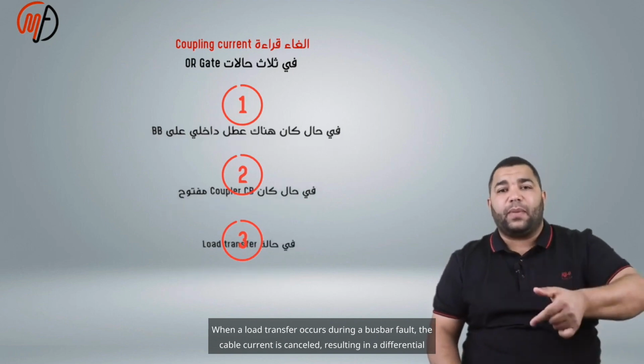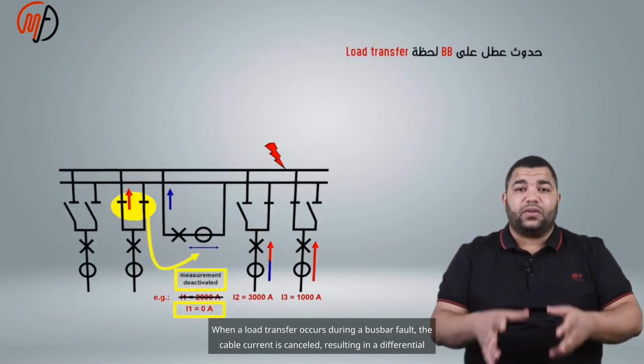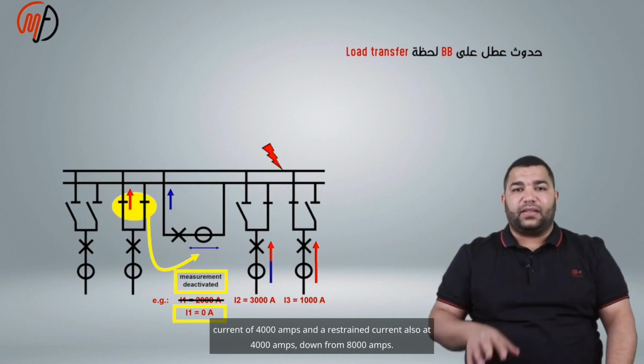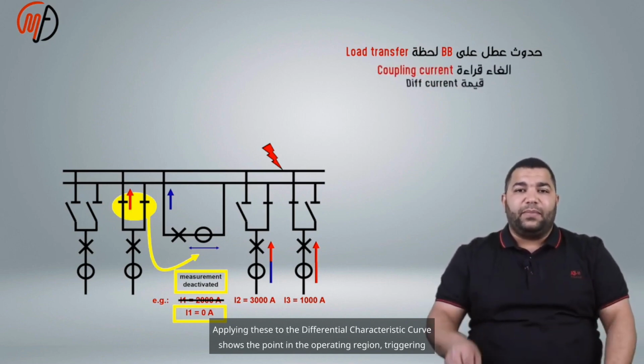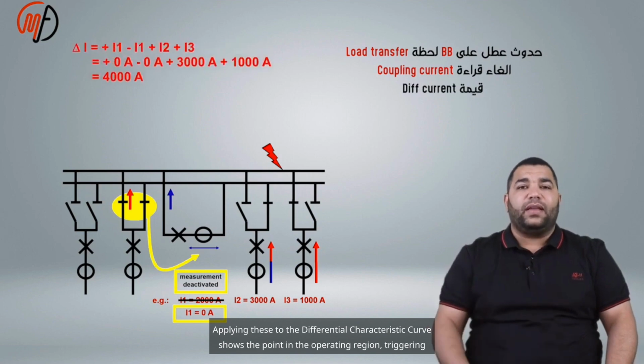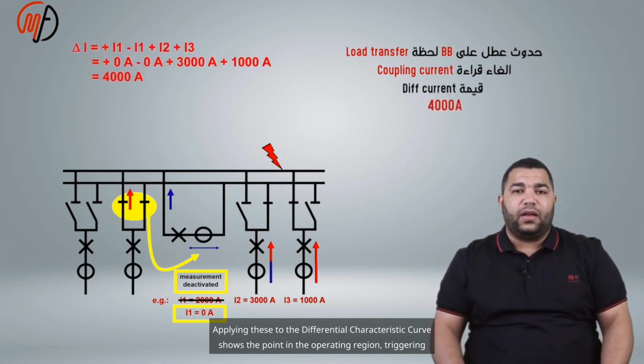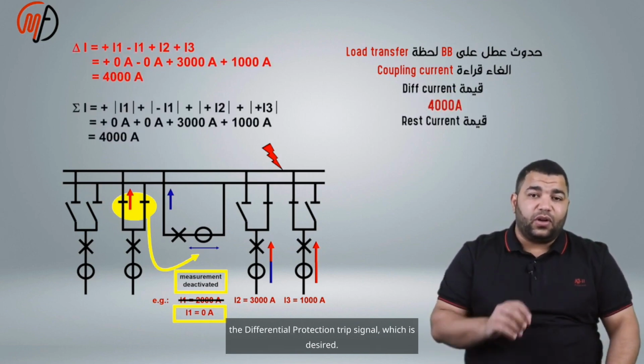transfer occurs during a busbar fault. The cabler current is cancelled, resulting in a differential current of 4,000 amps and a restraint current also at 4,000 amps, down from 8,000 amps. Applying these to the differential characteristic curve shows the point in the operating region, triggering the differential protection trip signal, which is desired.